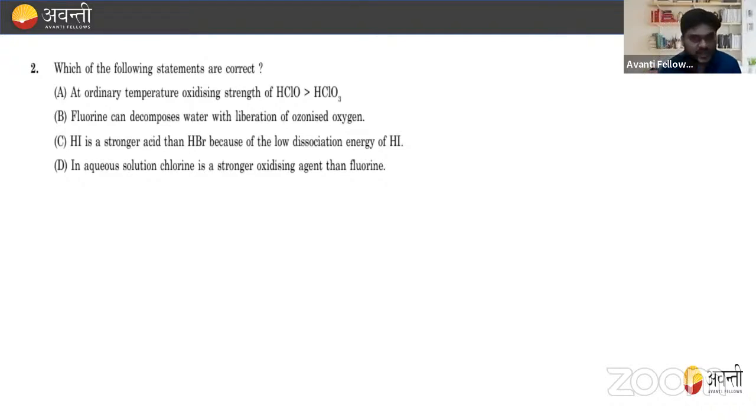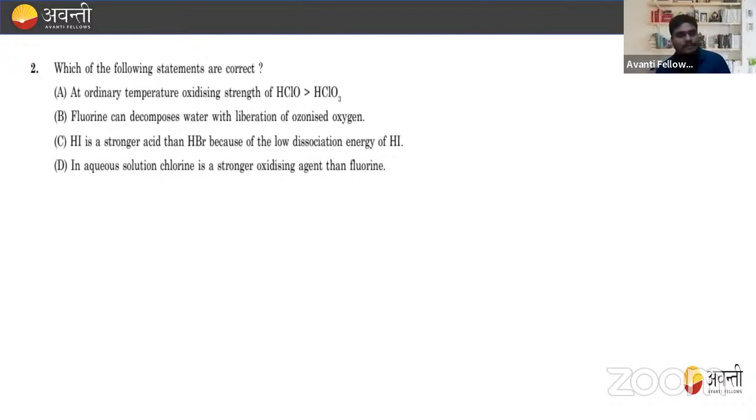Which of the following statements are correct? At ordinary temperature, the oxidizing strength of HClO is greater than HClO3. Absolutely right. As the number of O increases, the oxidizing nature also increases. So at ordinary temperature, the oxidizing strength of HClO is greater than HClO3, right?